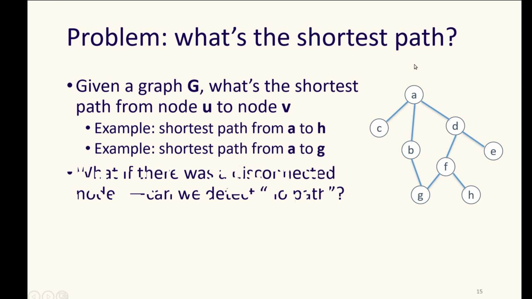We'll see. And if there was a disconnected node like K, we also want to be able to say there is no path to that one. So we want it to be complete enough that if we didn't find a path, that indicates there actually is no path.